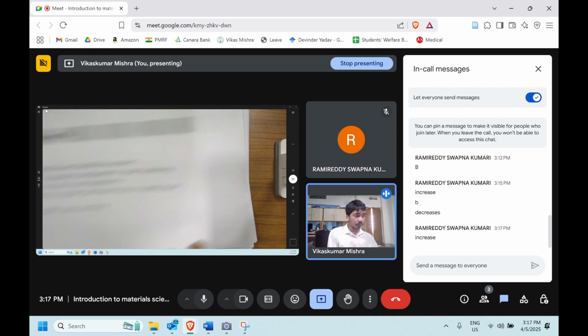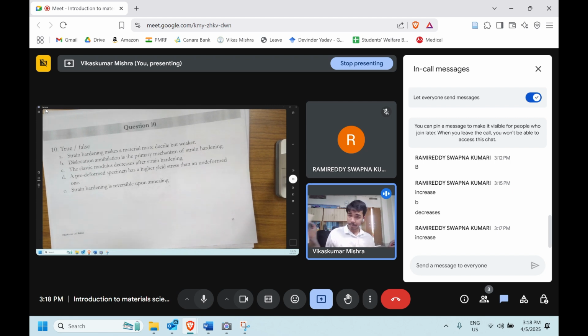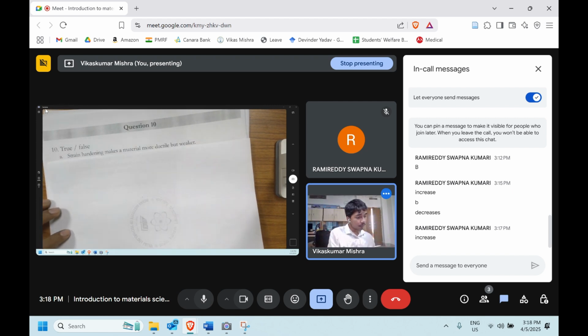Again, it's true or false based. The strain hardening makes the material more ductile but weaker. If I do the strain hardening, they are saying that your material will become ductile in nature and it will be weaker. Is it true or false?